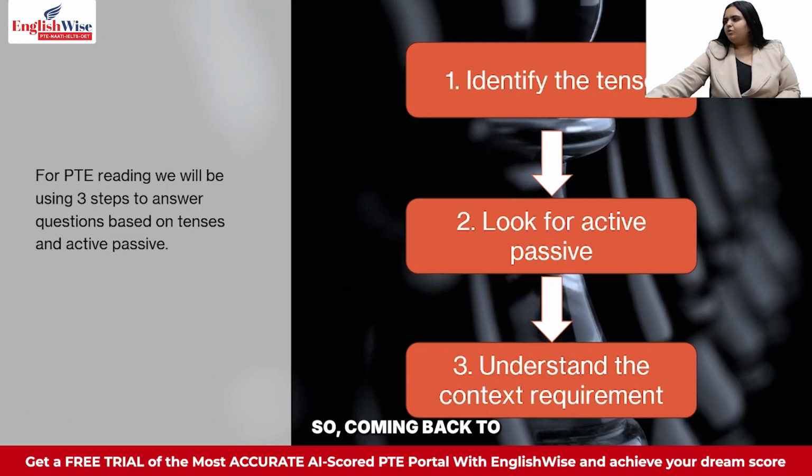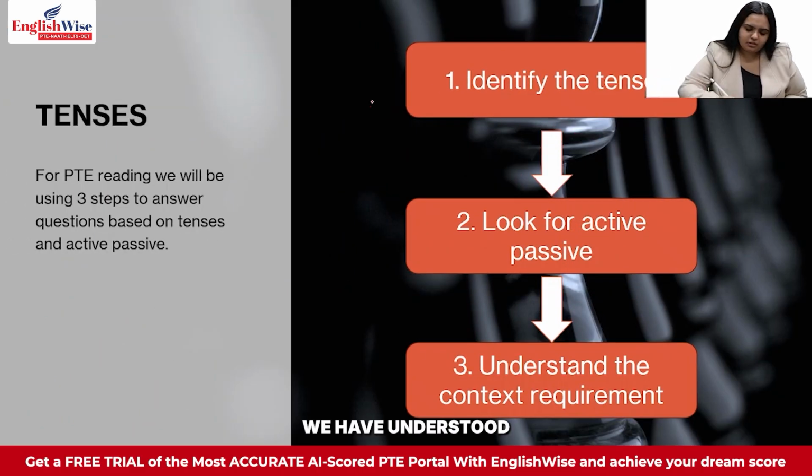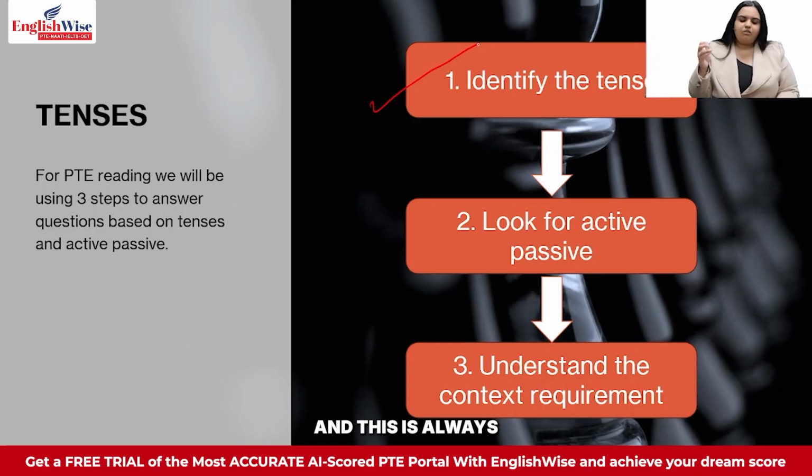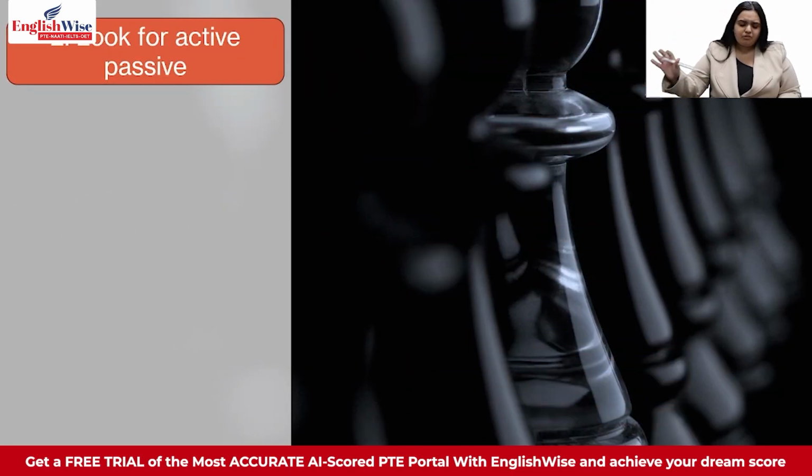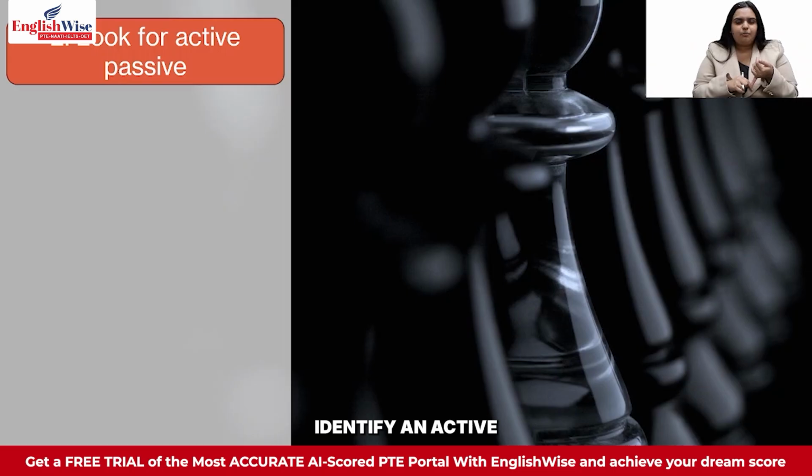Alright, so coming back to our series, up till now we have understood how to identify the tense, and this is always going to be your first and foremost step, because as I told you, if you start from the 3rd step, there are chances you will get more confused and you will keep going wrong over there rather than being correct and fast. Now let us look at step 2, which is looking for active passive voice. Definitely guys, you have understood so far what is active passive voice and how to identify it.